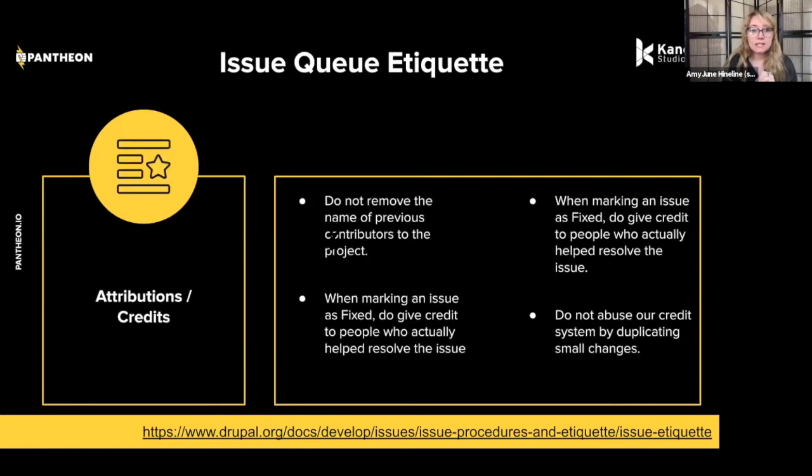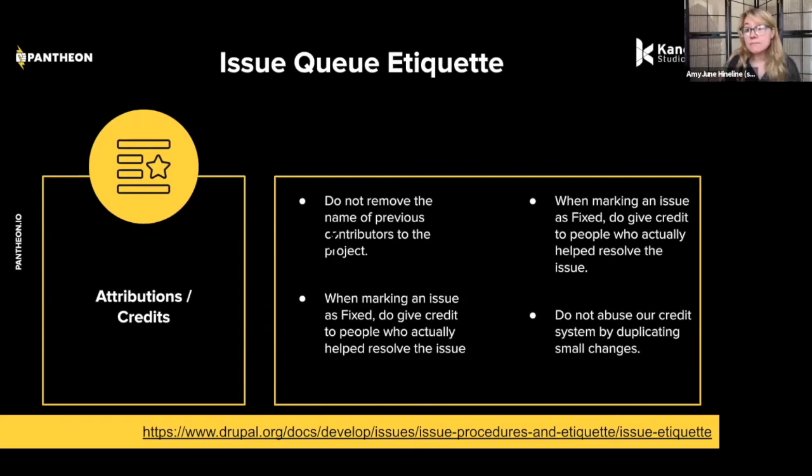So this next one for issue queue etiquette is attributions and credits. When you're a maintainer of a project hosted on Drupal.org, you control the project page and the contents of that repository. It's important to observe that etiquette regarding attributions, credits, and the proper use of the credit system.